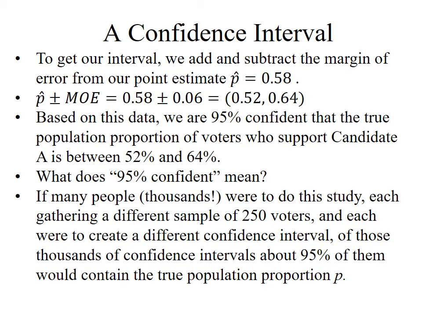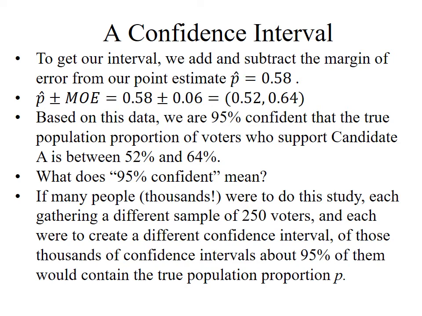So here it is. Here's my confidence interval. My best guess was 58%. That's the p-hat I got from my sample. I do 58% plus or minus my margin of error, plus or minus my 6%. So that ranges from 58% minus 6%, which is 52%, to 58% plus 6%, which is 64%. So my confidence interval ranges from 0.52 to 0.64.